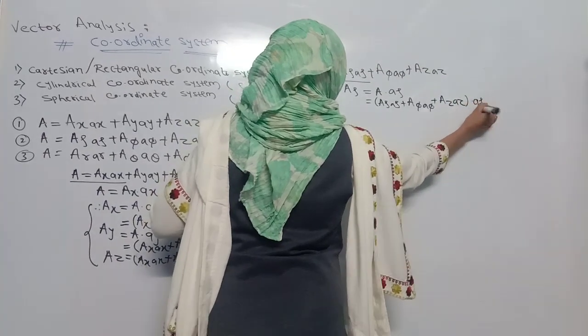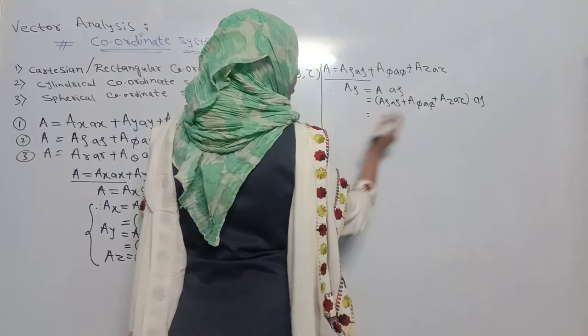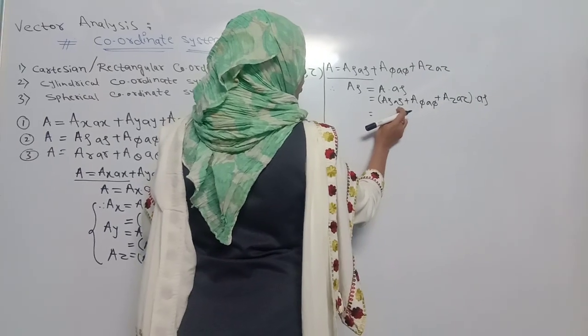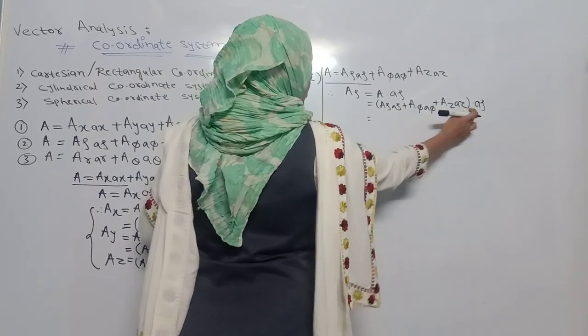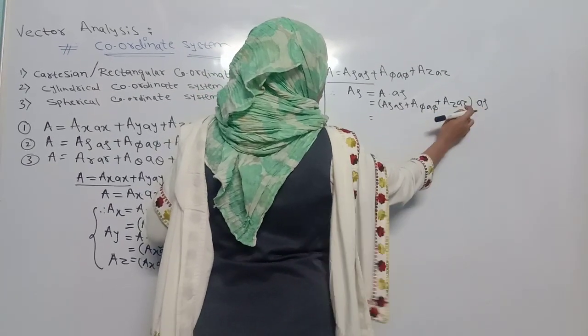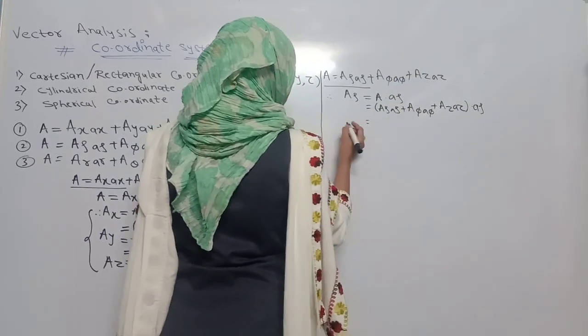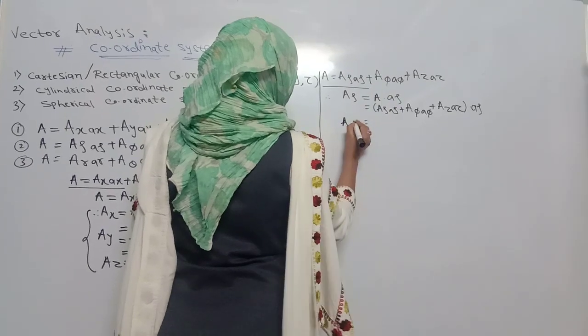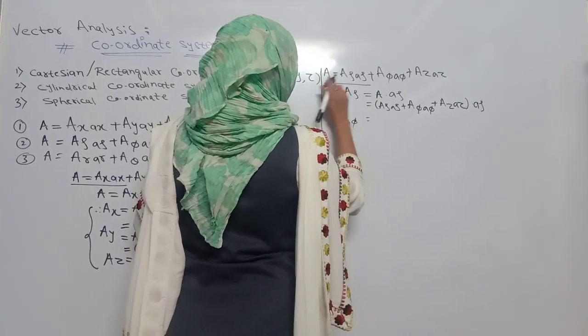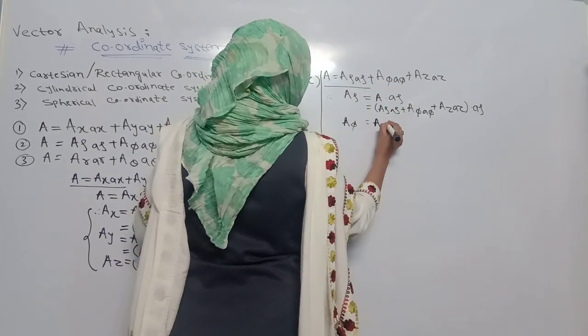And how are you going to multiply with the direction? aρ. This aρ will multiply with this one: aρ dot aρ, then aρ dot aφ and aρ dot az. These are perpendicular, so they will be 0, and aρ dot aρ will be the one, so you get Aρ. Similarly, if you are interested in Aφ, what will happen? Aφ is equal to A dot aφ.